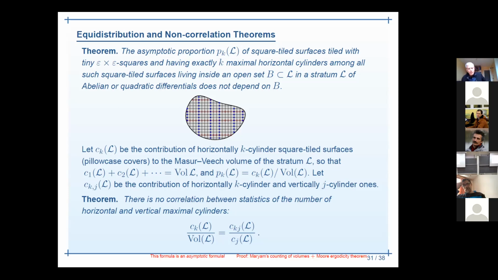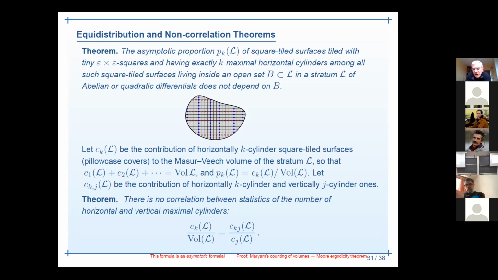The theorem says that the vertical and horizontal decompositions of square-tiled surfaces are uncorrelated. What I'm saying is a consequence of a slightly stronger theorem saying that the horizontal and vertical foliations are uncorrelated.